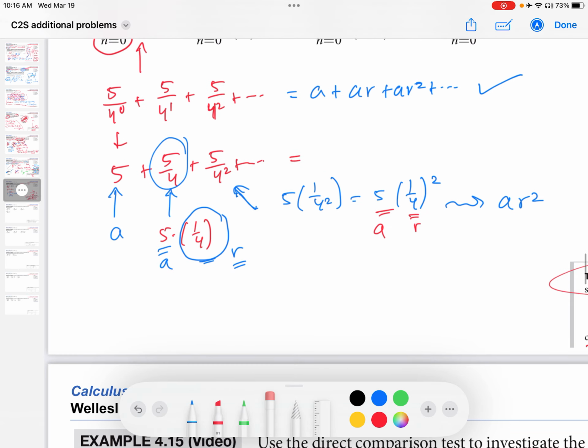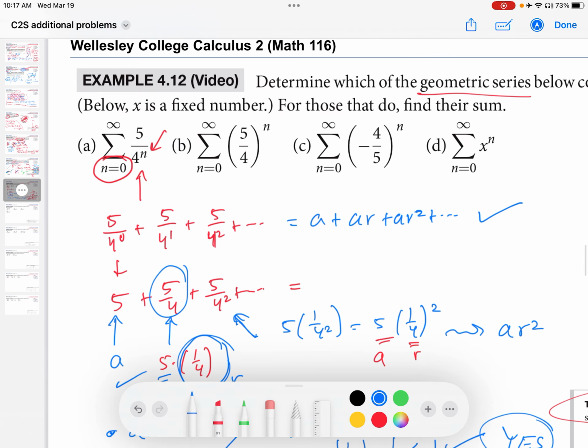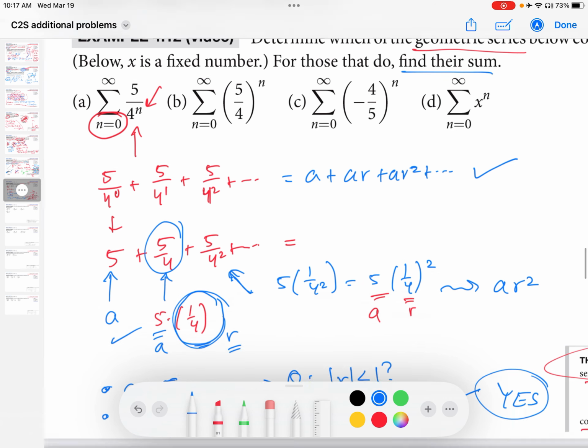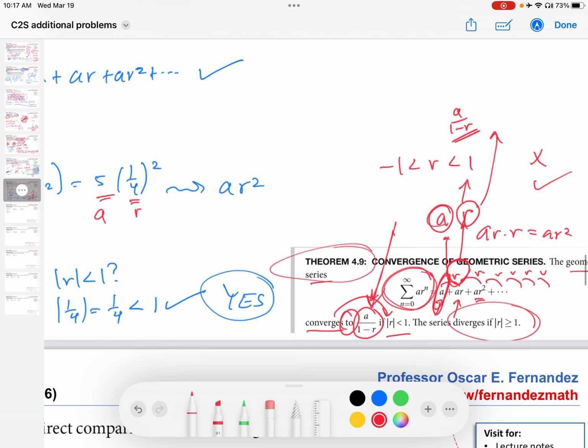Okay, so for this series, we have identified a. So a is 5. We also identified r. So r is 1/4. Does the series converge? Well, is the absolute value of r less than 1? 1/4 in absolute value is just 1/4. It's already positive. And indeed, 1/4 is smaller than 1. Check. So yes, the series converges. And then we're asked to find the sum of the series. What does it converge to? Well, we've got our a value. We've got our r value. So what does it converge to?